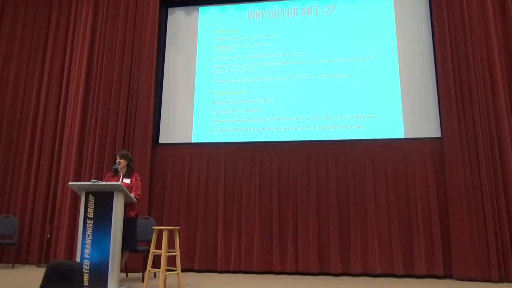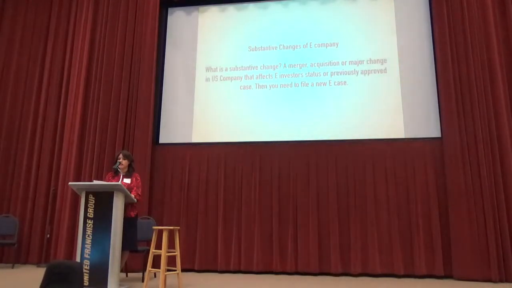The disadvantages to the E are it's limited to specific treaty countries. You must work for the E2 business. It's approved in 2-year status increments. And the E2 beneficiary must always have the intent to be in the U.S. temporarily. Substantive changes of an E company, I'm not going to get into this too much, you can read it, but if there's a major change in the E2, they need to file a new one. Major change, like if they don't own 50% of the company anymore, or if they sell the company.